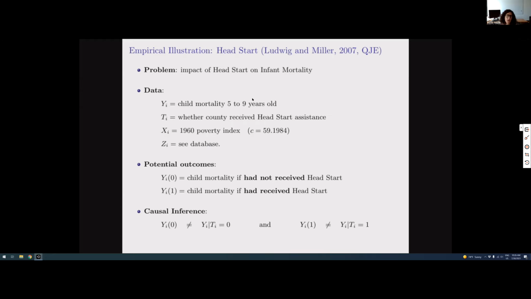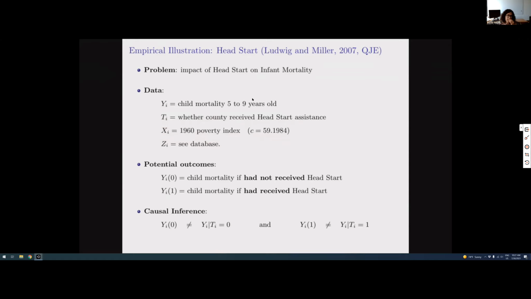The question is to study the impact of giving municipalities assistance for the rollout of Head Start, and to look at that assistance on infant mortality in municipalities. So the unit of analysis is municipalities in the US. The treatment is whether the municipality received assistance to roll out Head Start. And the score is a poverty index. Importantly, the poverty index that they use is the poverty index from before.